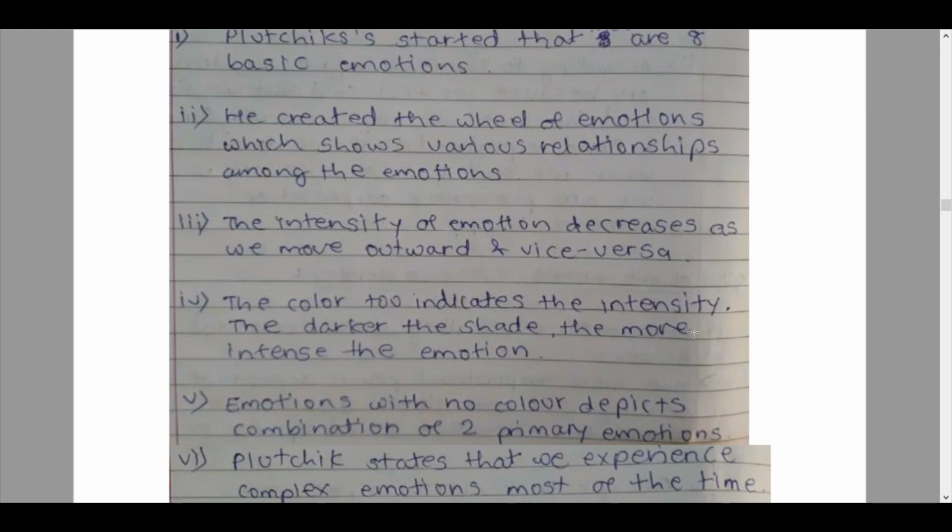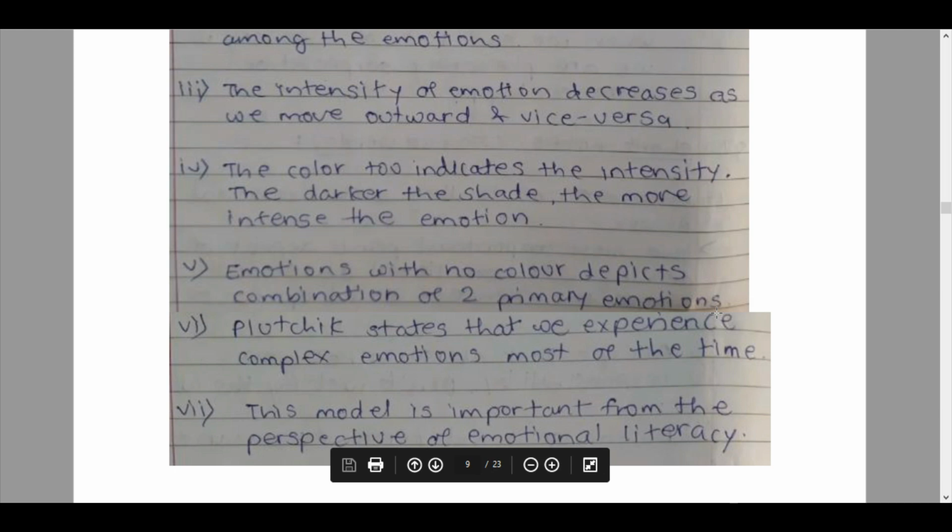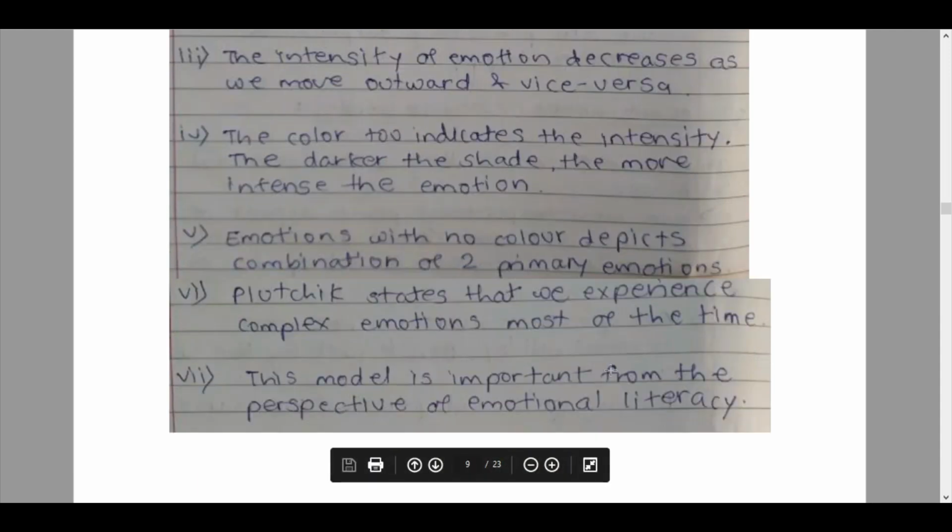Emotions with no color depict a combination of two primary emotions. Plutchik stated that we experience complex emotions most of the time. This model is important from the perspective of emotional literacy.